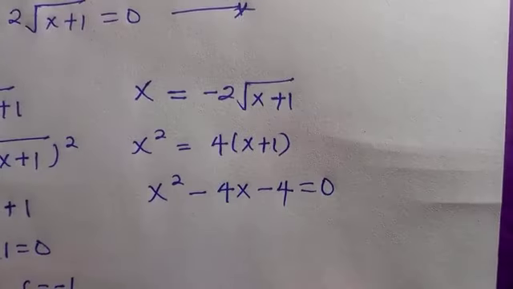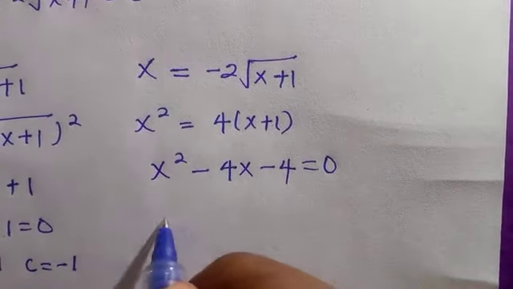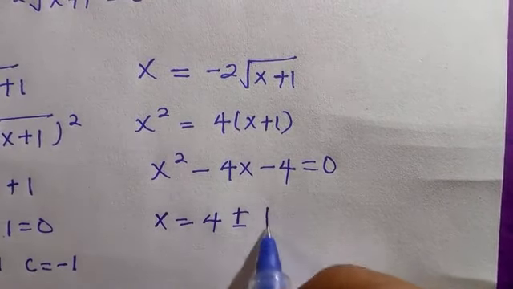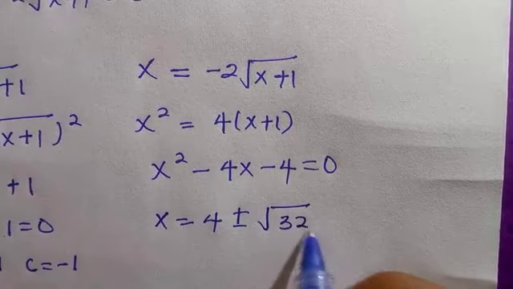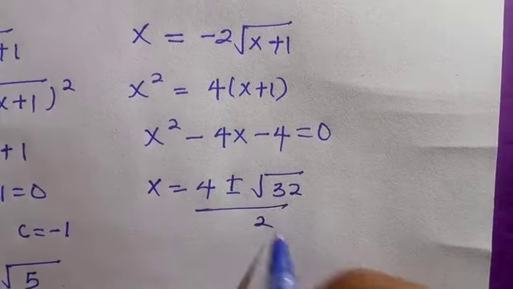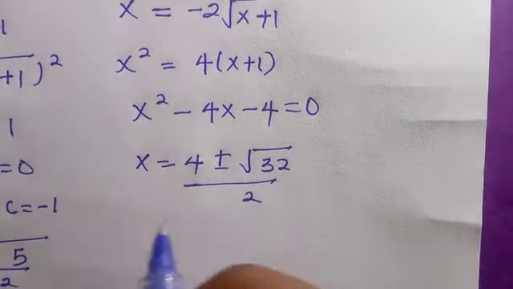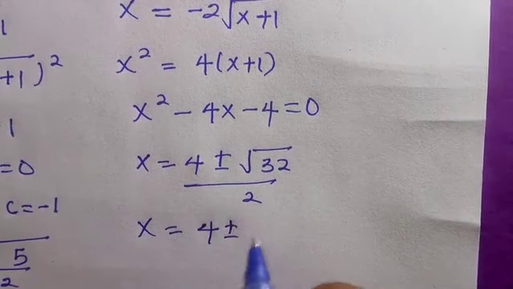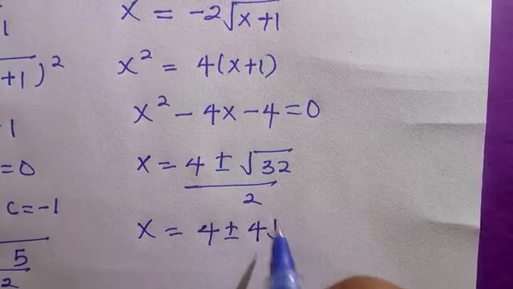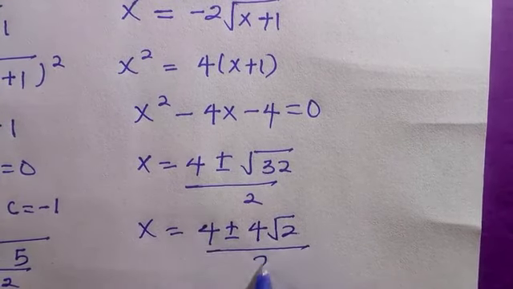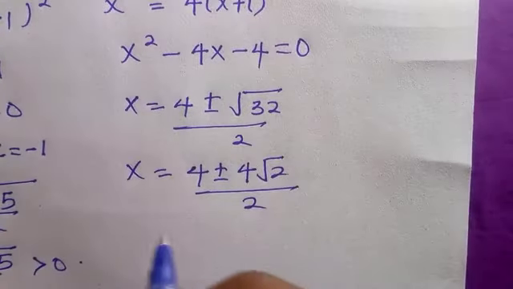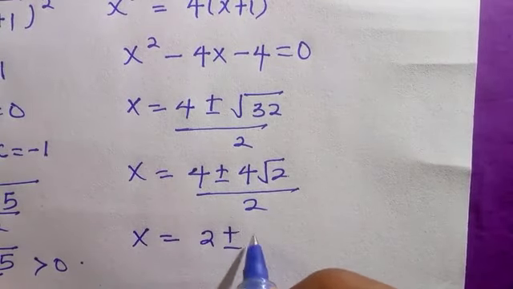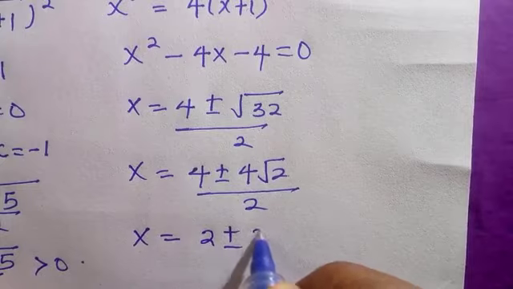Solving this quadratically as we did earlier, we have x equals 4 plus or minus the square root of 32, then divided by 2. This root 32 can be 4 root 2. By factorizing out 2 at the numerator, we have x equals 2 plus or minus 2 root 2.